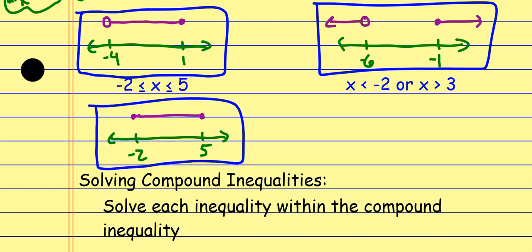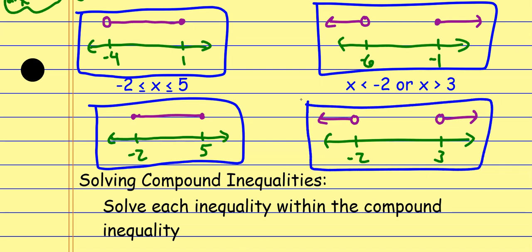And then this one, the or inequality here. So let's see, it says less than a -2, so that's an open dot and shaded this way. Greater than 3 is an open dot and shaded this way. I just graph each of them completely. So again, with the and, we're only graphing where they crisscross. With the or, we're graphing everything.